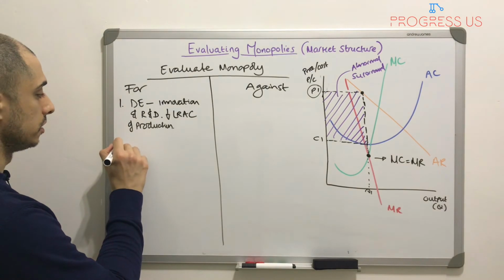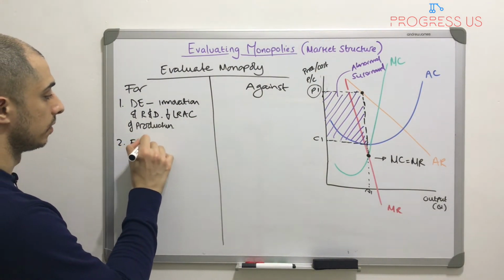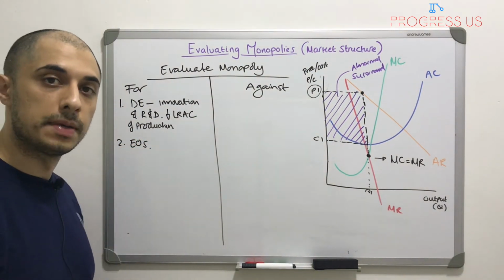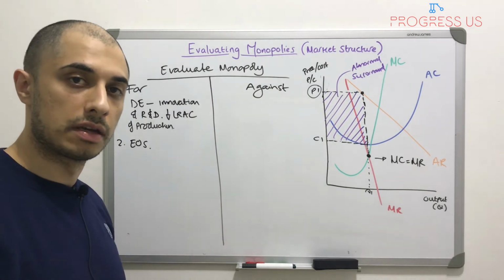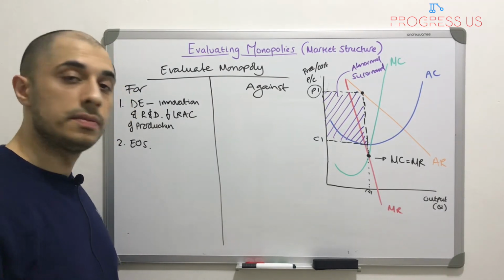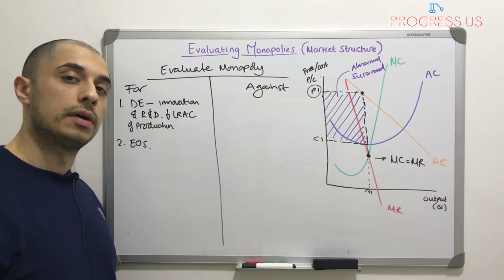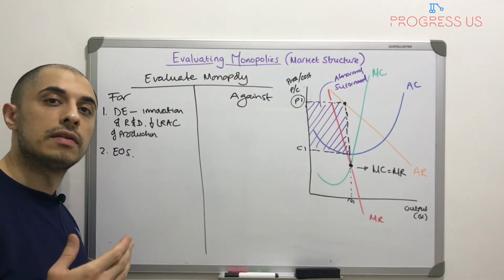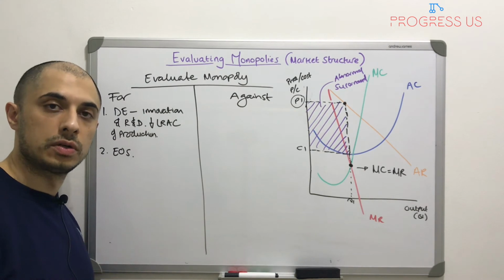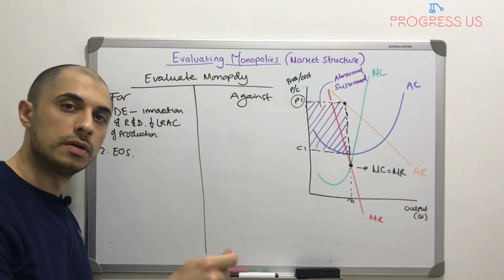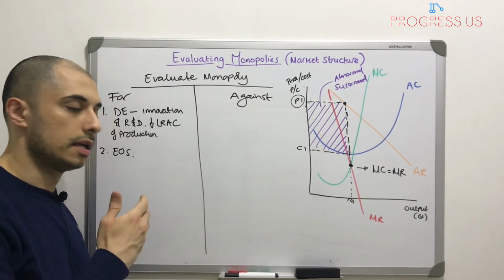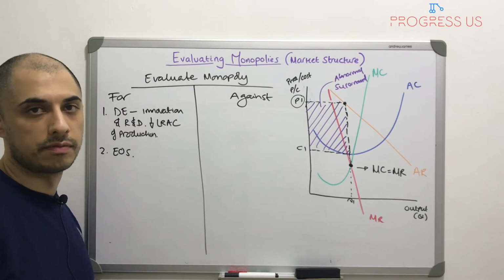The second advantage of a monopoly is the economies of scale, an important point. The bigger the firm is, the more chance it has of having economies of scale. Economies of scale means that the firm is able to produce more output at a lower cost. The reason it's an advantage is because if those lower costs are passed on to the consumer in the form of lower prices, then the consumers benefit and it's an advantage overall.